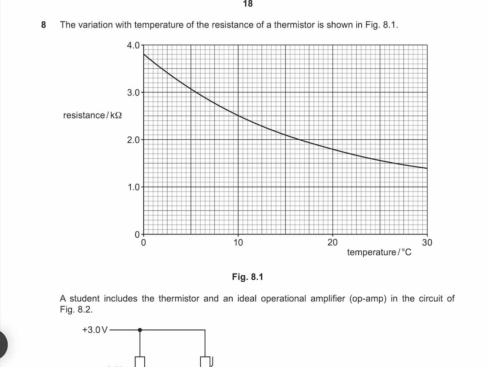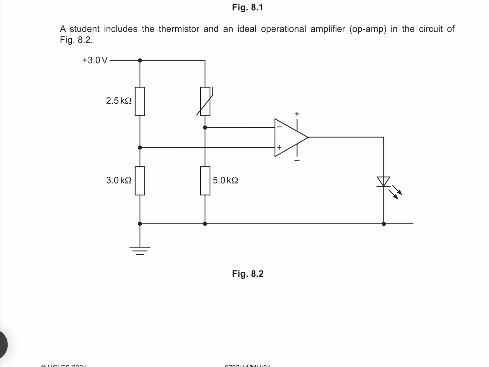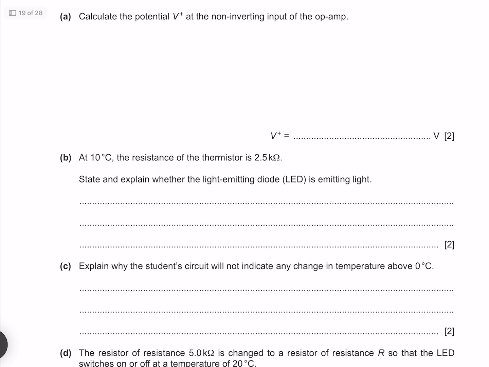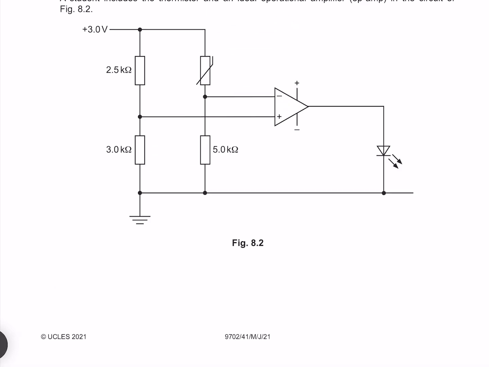The variation with temperature of the resistance of a thermistor is shown in figure 8.1. A student includes the thermistor and an ideal operational amplifier in the circuit of figure 8.2. Calculate the potential V plus at the non-inverting input of the op-amp, where our negative terminal is our inverting terminal and our positive is our non-inverting.